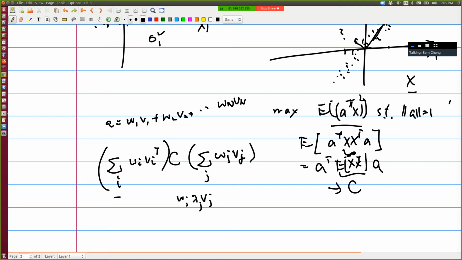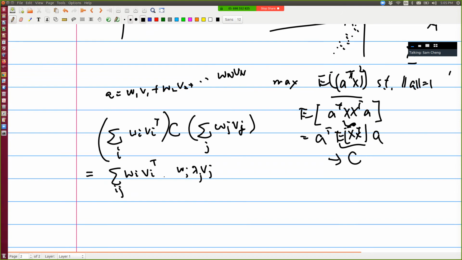Actually, my summation all pulls out, so I have a summation over i and j. I have w_i and v_i transpose here. Basically, I will have something like that. But of course, v_i and v_j are orthogonal to each other. The inner product is only equal to 1 when they are identical, so I essentially have a delta function here, delta_ij, right? And w_j lambda_j w_i summed over i, j. So eventually I have the sum over i of w_i squared lambda_i, right?